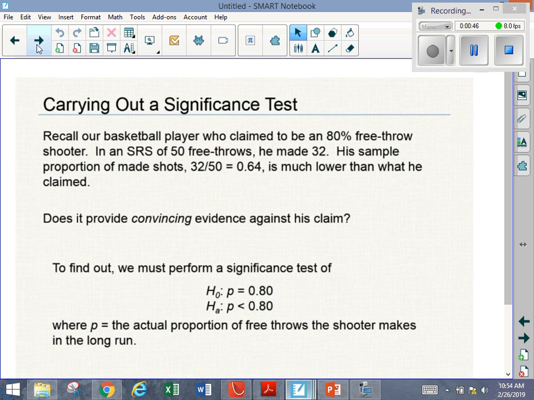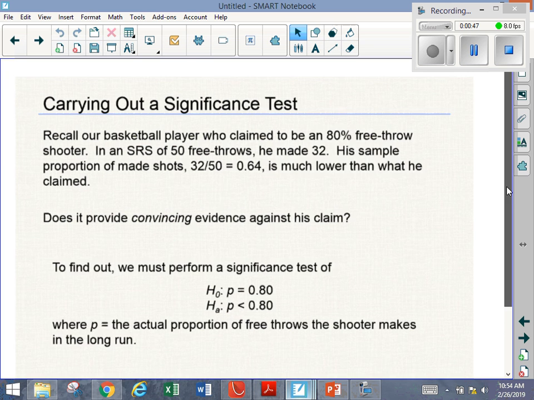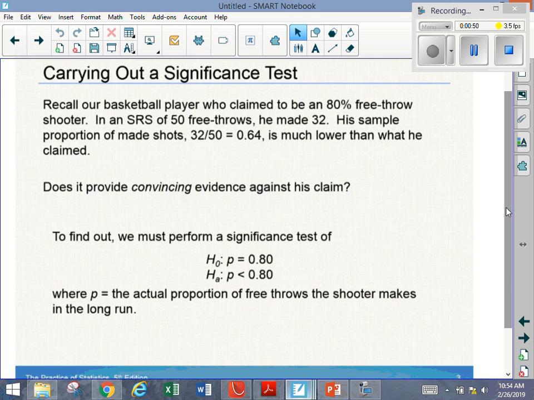So when we do this, and that's why I brought up the free throw thing previously, because we refer back to it. So he thought he was an 80% free throw shooter. He took 50 shots. He made 32. So he's really a 64% free throw shooter. We're going to find out, does this provide convincing evidence against his claim?